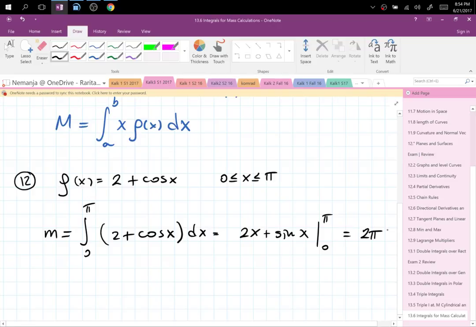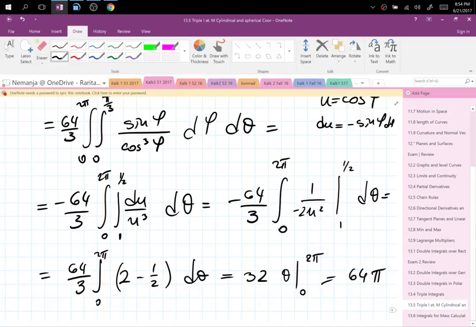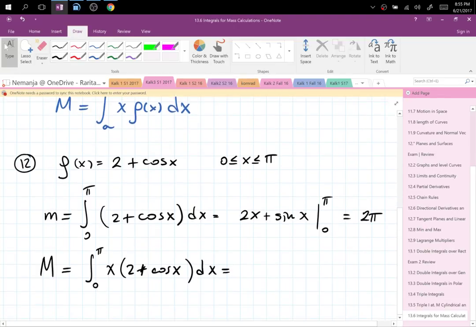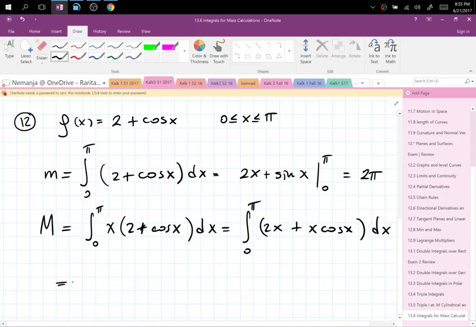Kilograms, grams, slugs, whatever. Not pounds. Pounds are units of force, not of mass. Then we calculate the moment, which would be the integral from 0 to pi of x times 2 plus cosine x dx, which is now going to be the integral of 2x plus x cosine x dx from 0 to pi. Now, how do we integrate this?